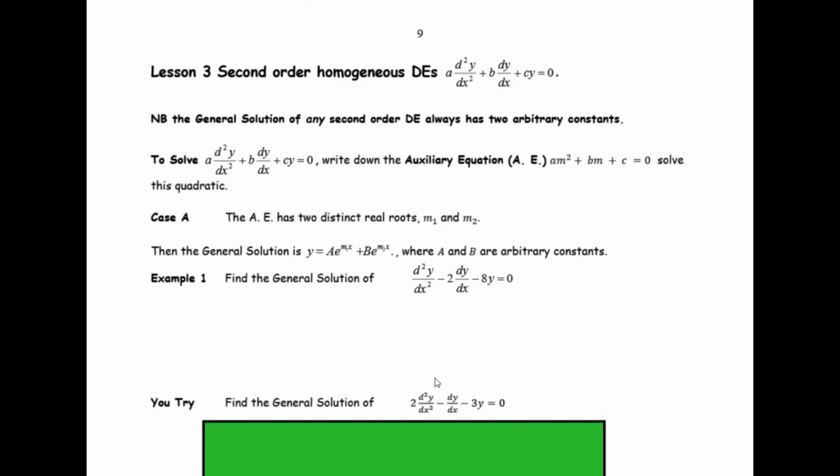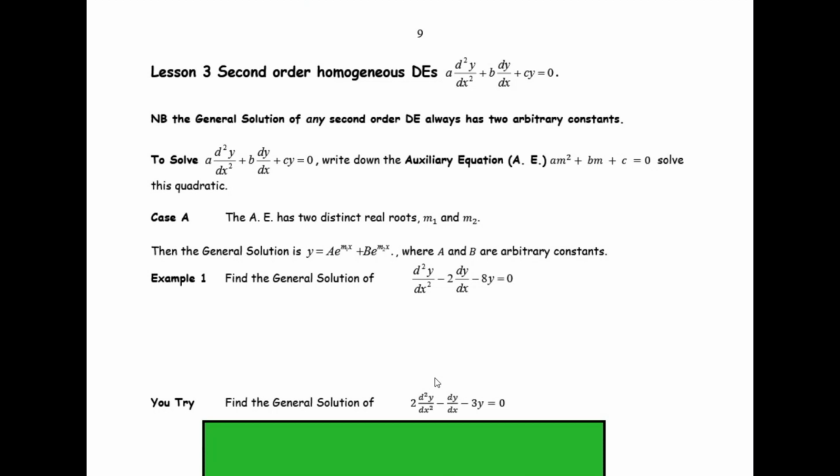Okay. So what we're going to do for our second order differential equations is we first write down what we call the auxiliary equation, which is a quadratic equation with the same coefficients as your second derivative and your first derivative and your y. Now they use m in the pack. I got taught lambda, so I'm going to use lambda, but they're the same thing.